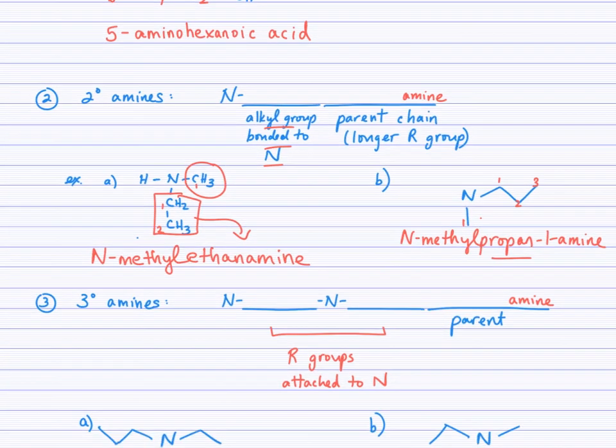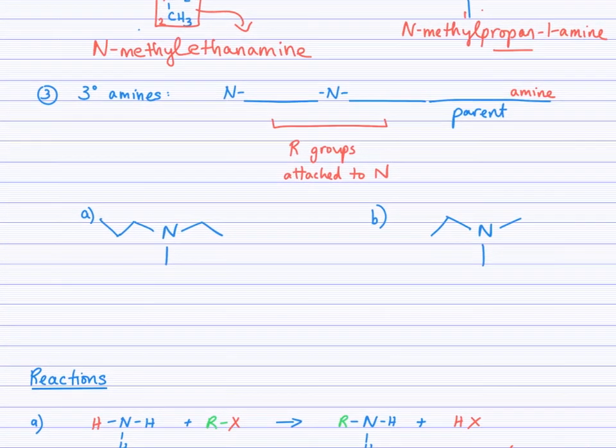Okay, and now for the tertiary amines. So all that's different here with the tertiary amines is that we will have 2 groups attached to the nitrogen in addition to the parent hydrocarbon. And so just as before, the longest R group will be the parent. So in example A, 1, 2, 3, 1, 2, and 1. So 3 is clearly the longest.